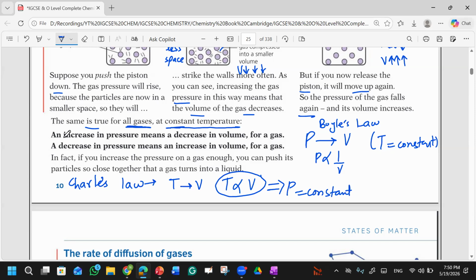Now they've mentioned an increase in the pressure means a decrease in volume for a gas. Clear? Or vice versa, a decrease in pressure means an increase in volume.